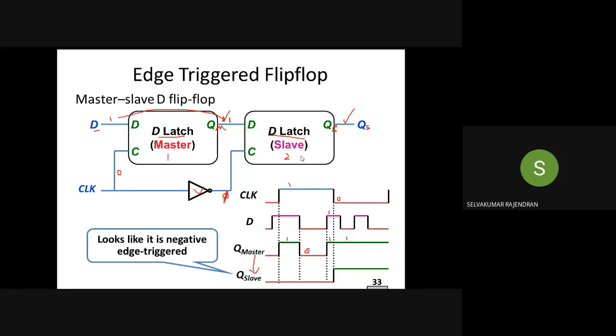So you can also say that the slave operates when you are applying low logic clock cycle, that is negative cycle. So it looks like a negative edge triggered flip flop. So this is the concept behind the edge-triggered flip-flop. Like that you can construct different flip-flops: JK flip-flop, D flip-flop, T flip-flop, SR flip-flops.